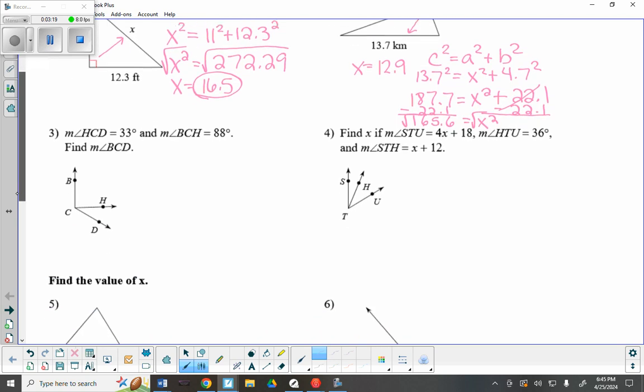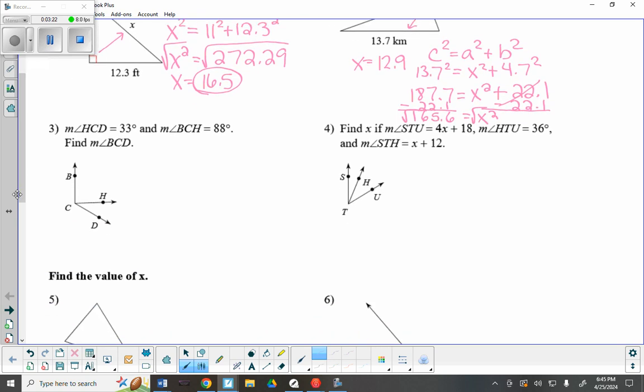Okay, in the next example, it says that the measure of angle HCD, so from H to C to D, is 33. And then angle BCH is 88. And then it says find the measure of angle BCD, which is the whole thing. If you'll recall, when we add two angles that are adjacent to each other, which means next to each other, we can use the angle addition postulate, which means we can add those angles together. So the measure of angle BCD is equal to 121.